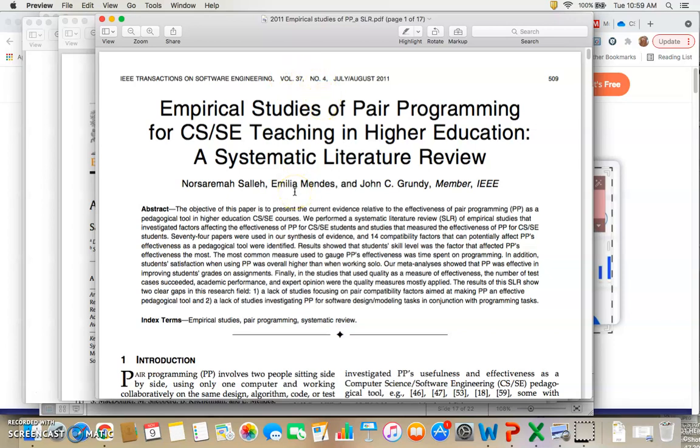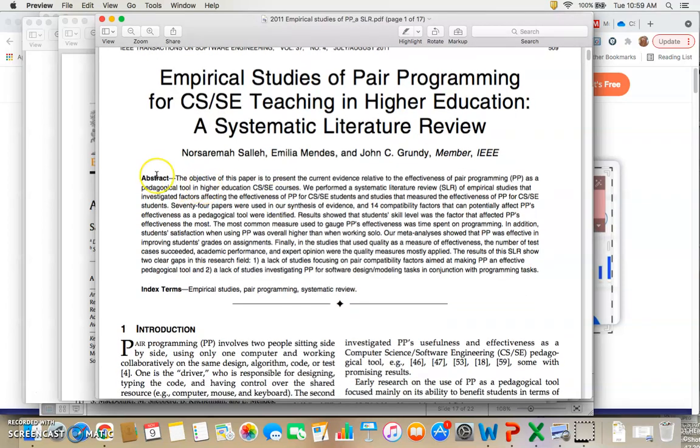Okay, so similar to the previous paper that I have shown you, the first part of the paper we present the abstract. What is the objective? What is the method used? We perform a systematic literature review of empirical studies to study factors affecting effectiveness of pair programming for computer science software engineering students, and studies that measured effectiveness of pair programming for computer science software engineering students.